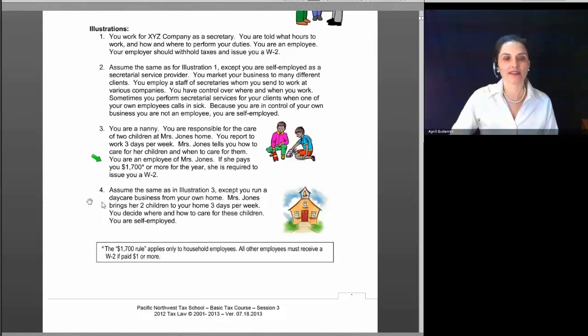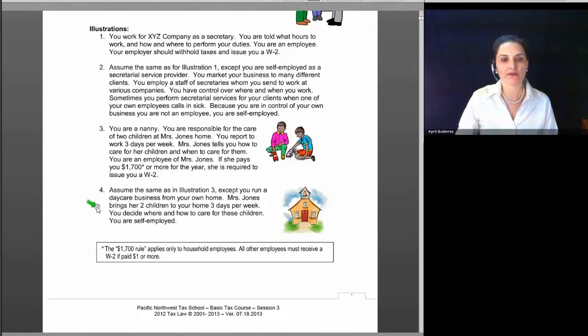But number 4 is an example where we do in fact have an independent contractor. Tax laws are pretty specific. If a nanny comes to work for you in your home or provides child care services for you in your home, you have an employer-employee relationship. But the law also specifically states that if you take your children to the home of someone else, then you have an independent contractor situation.